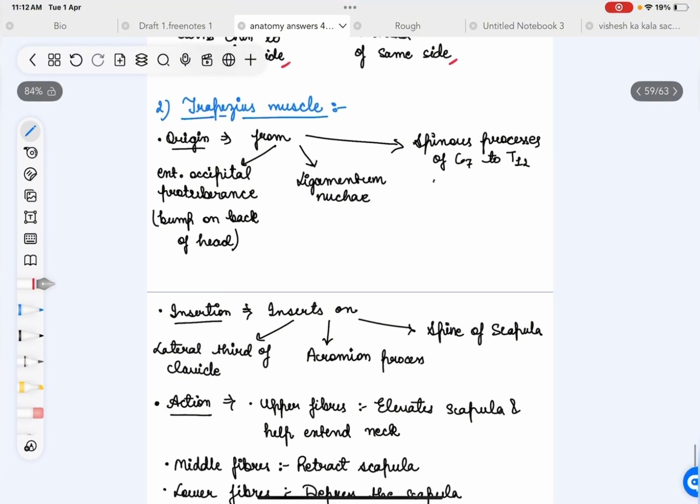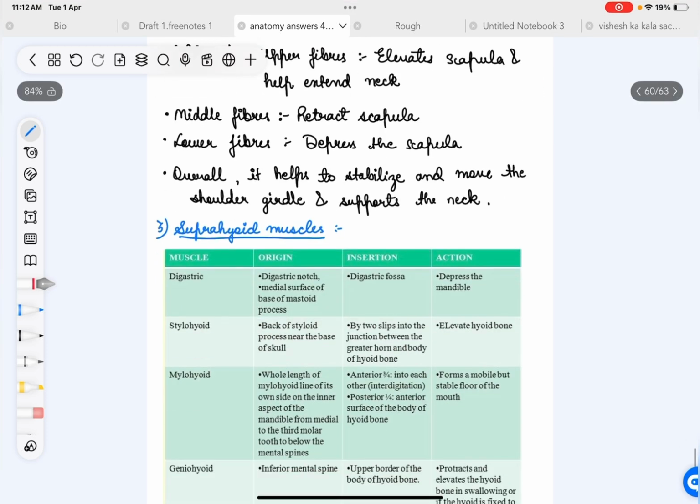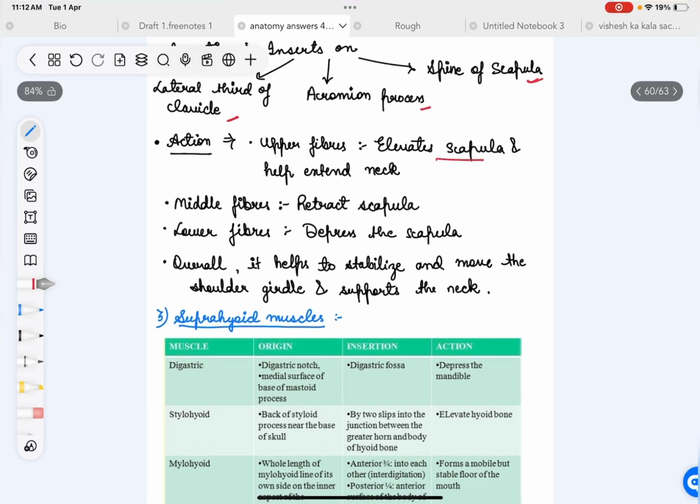Its origin is from external occipital protuberance, that is a bump on back of the head. The second from the ligamentum nuchae, and the third from the spinous process of C7 to T12 vertebrae. The insertion, it inserts on the lateral third of the clavicle, on acromion process and the spine of scapula. If we talk about the action, its upper fibers elevate the scapula and help to extend the neck. The middle fibers retract the scapula and the lower fibers depress the scapula. Overall, it helps to stabilize and move the shoulder girdle and supports the neck.